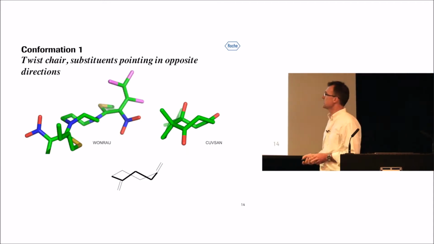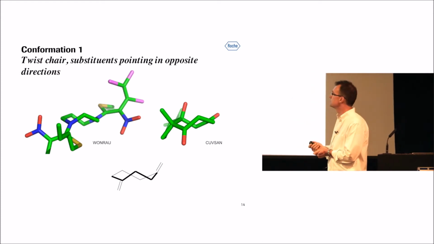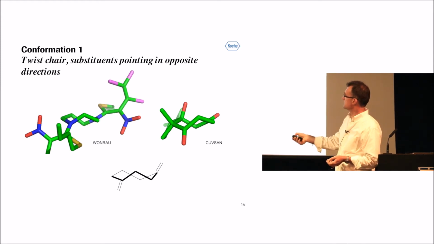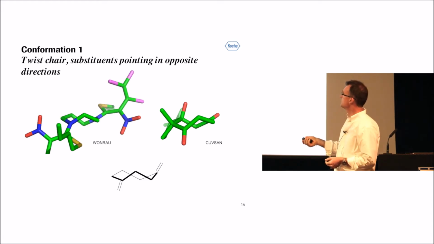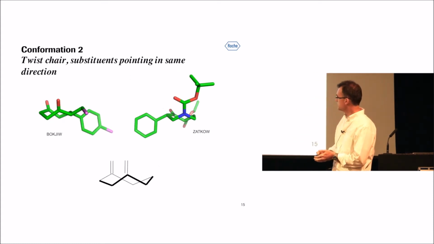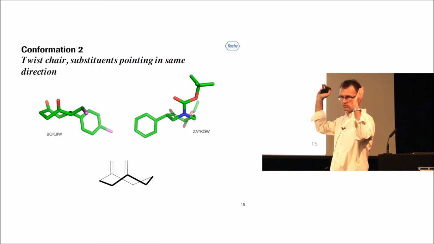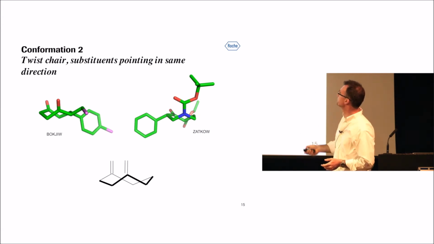So you can do the search and you can find around about 20 interesting structures, and they fall into two conformation groups. Of course, you have to look at the conformations in the right way, so you can actually compare them visually in a nice way. And one of those conformation groups is a kind of a twist chair where the two substituents point in different directions. And the other family is the exact same twist chair, but this time the two substituents point in the same direction. And here are two examples.